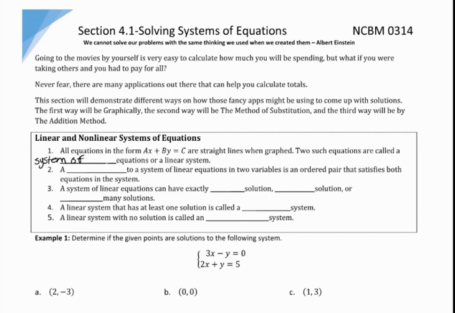A solution to a system of linear equations in two variables is an ordered pair that satisfies both equations in the system. A system of linear equations can have exactly one solution, no solution, or infinitely many solutions. A linear system that has at least one solution is called a consistent system. And a linear system with no solution is called inconsistent.